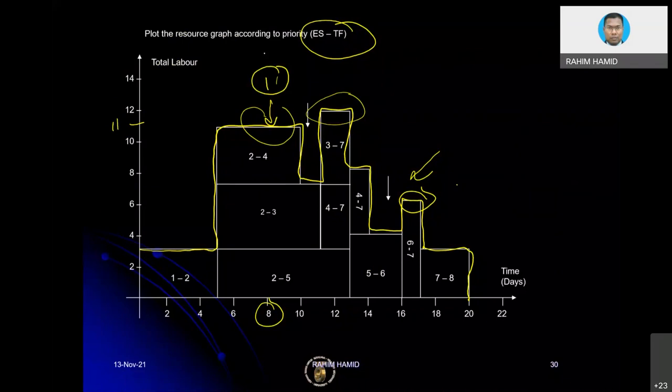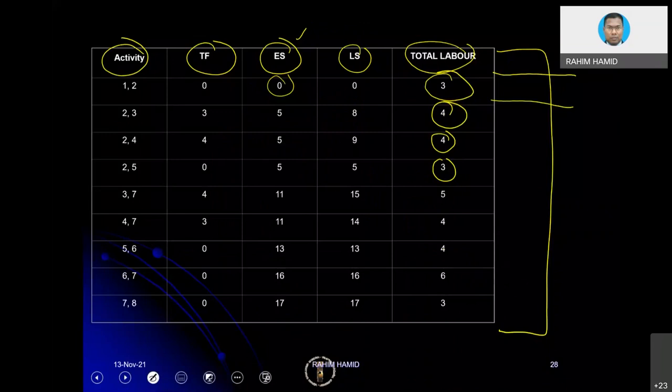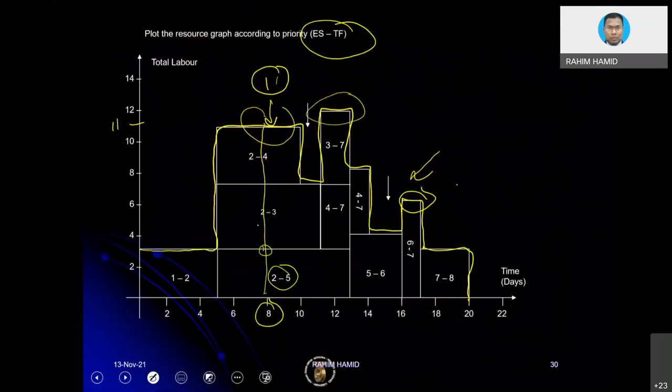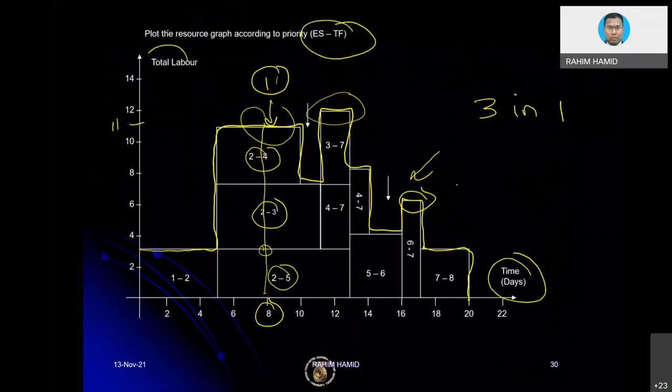But then I can also read another thing. I can also read that three workers will be working on this activity, 2-5. And then perhaps activity 2-3, let's say 2-3 will be 4, okay. So 4 workers will be working on activity 2-3, and then perhaps another 4 will be working on this activity. You see, that is the way we basically read this diagram. So that's why I mentioned this is a 3-in-1 diagram that shows the timing, shows the number of laborer, and also shows the activity name. That is the purpose.